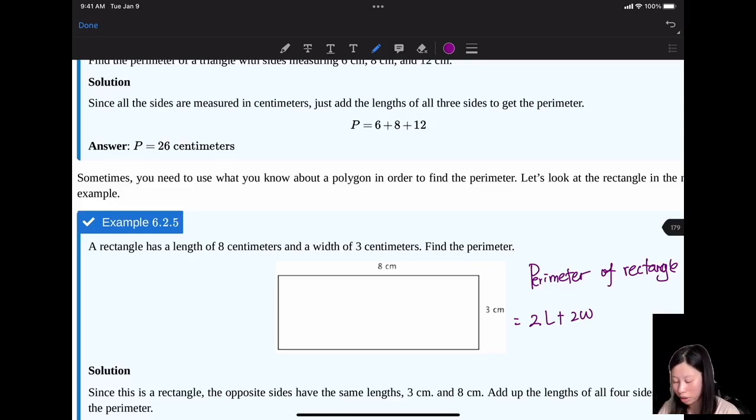So in here, the rectangle has a length of 8 centimeters and a width of 3 centimeters. So the perimeter will equal what? 2 times the length plus 2 times the width. So here is 16 plus 6, which is 22 centimeters.